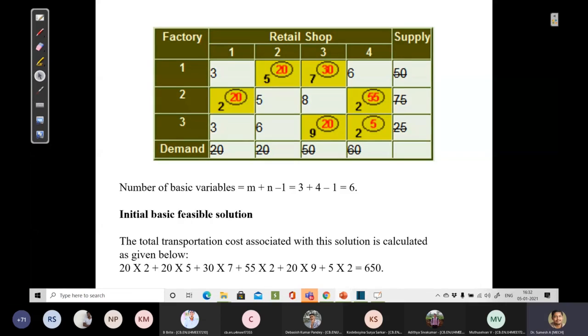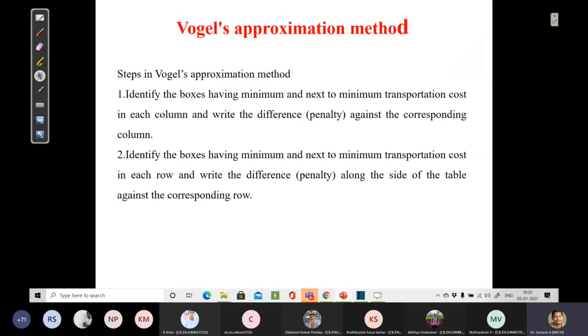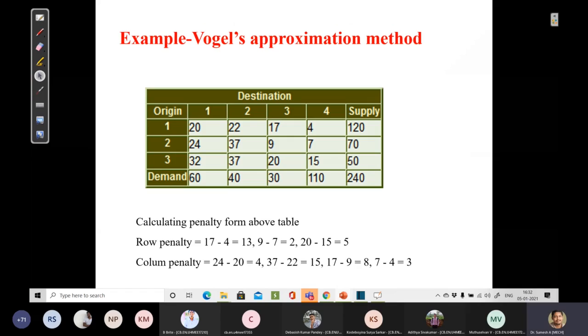Then the next method is Vogel's approximation method. It's not the same problem, a different problem is given. Please calculate and let me know where we will give the first allocation and what will be the value. 1 4, sir.